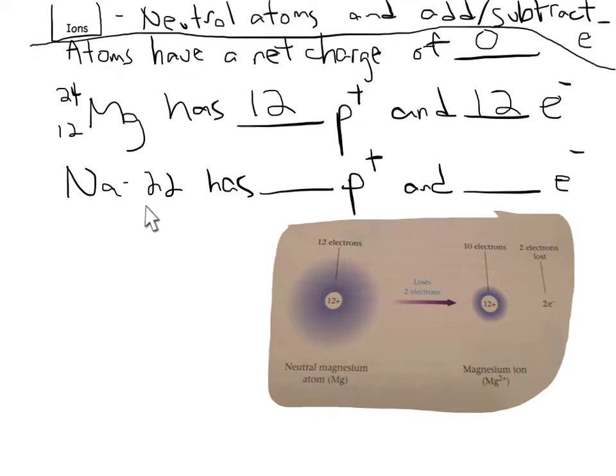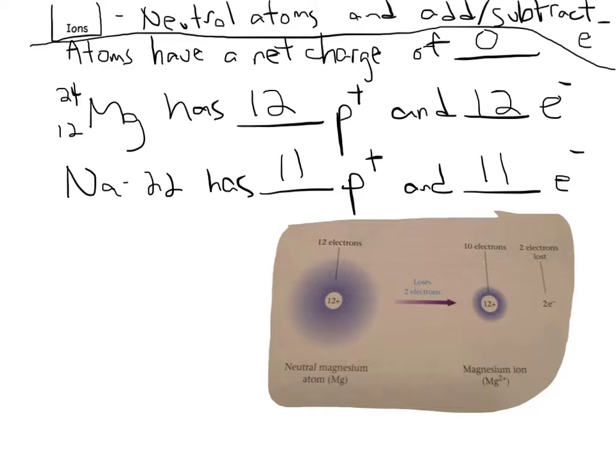How about this one? Na-22. Okay, so this is another way to write isotopes out. This is the mass number. How many protons? Well, it's not 22. You've actually got to look on the periodic table and find the atomic number of sodium, and you'll find that it's 11, and so it then has 11 electrons. Okay, so there's a quick review.